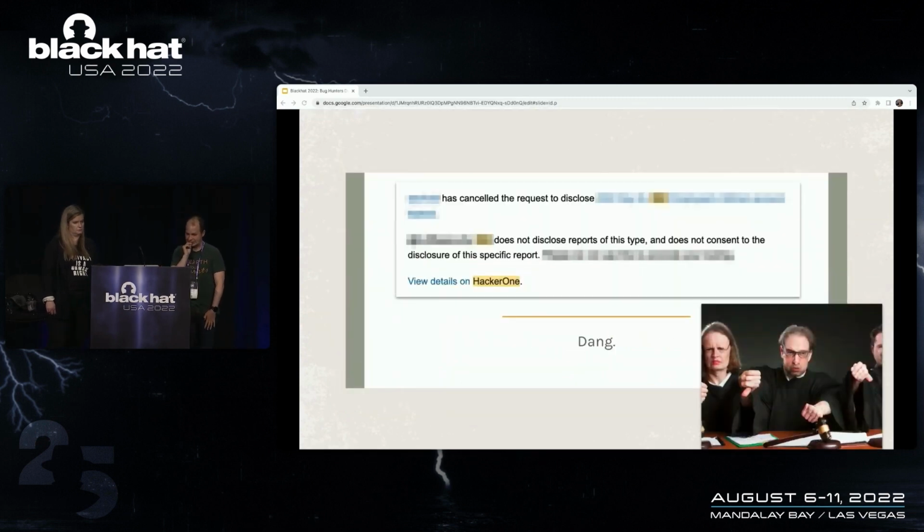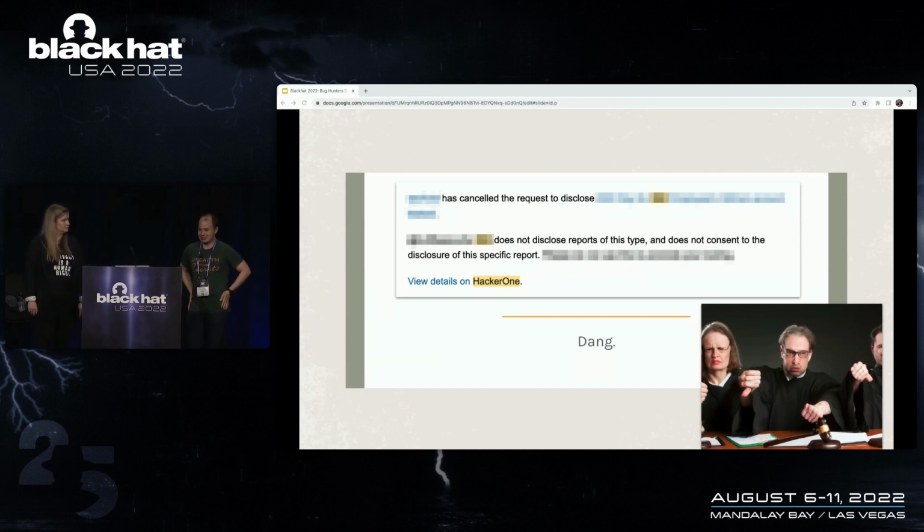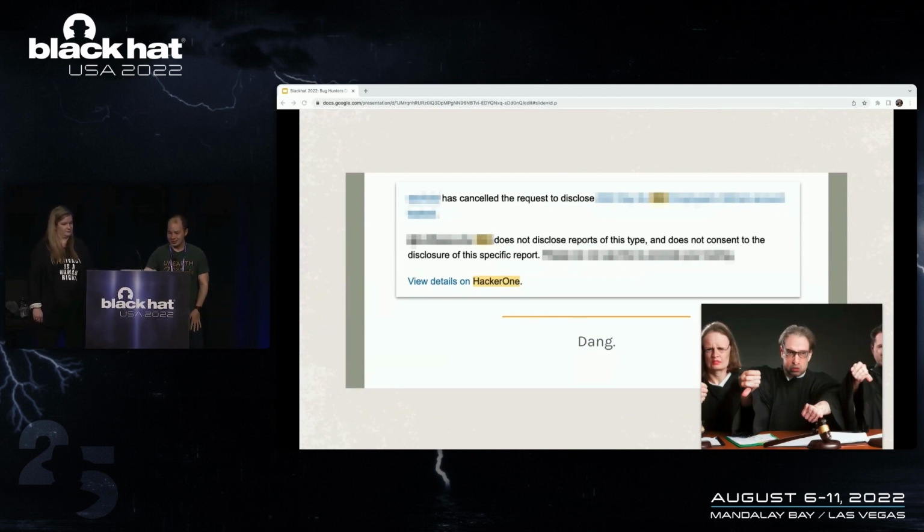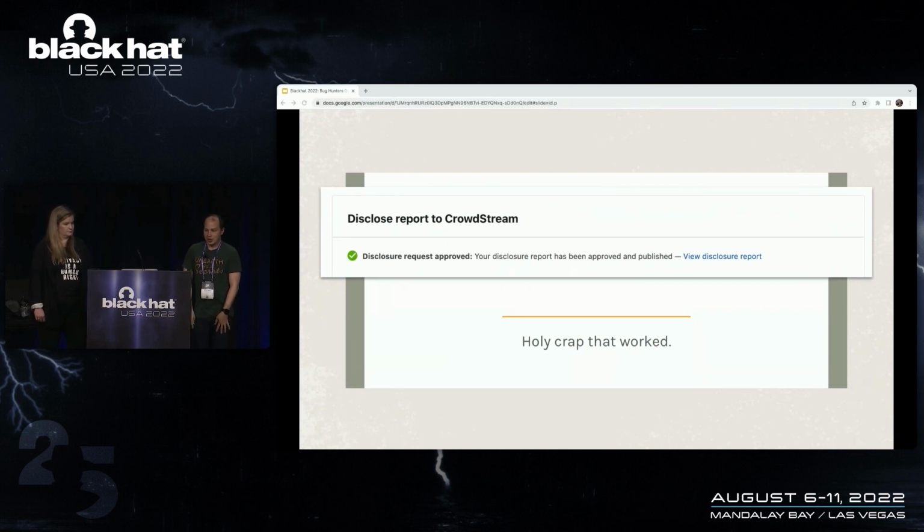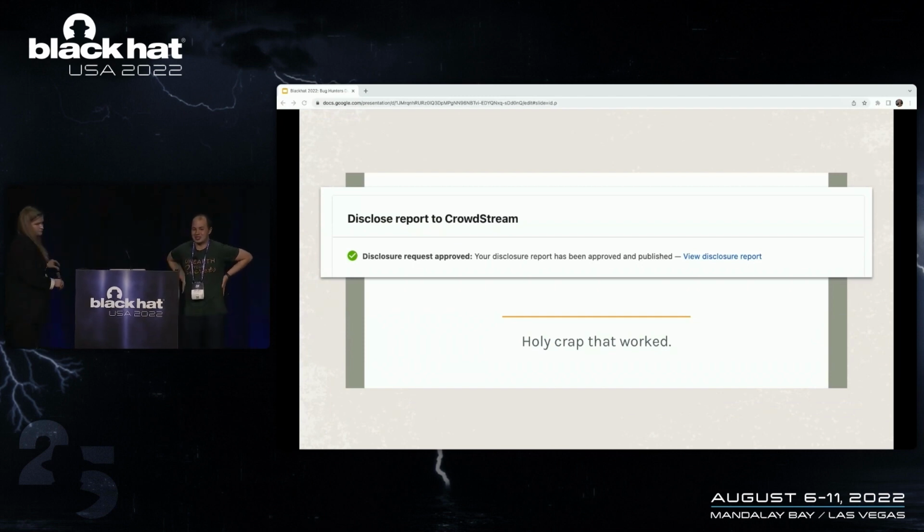Oh, yeah, that didn't work. So they did not allow us to publicly talk about this. Okay, well, look, there's a bunch more researchers and a bunch more tickets. Maybe if we just keep requesting, eventually we'll find some programs that allow us to talk publicly about these issues. Whew. I was not expecting that. Okay. Looks like there was a program or two that's actually going to let us talk publicly about these issues.